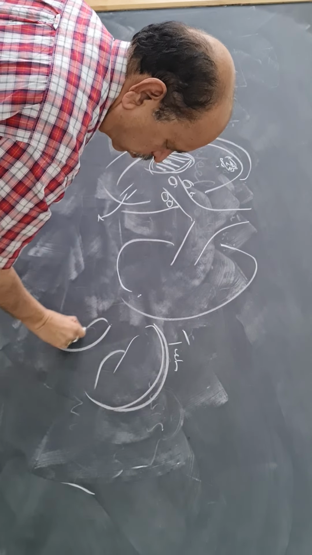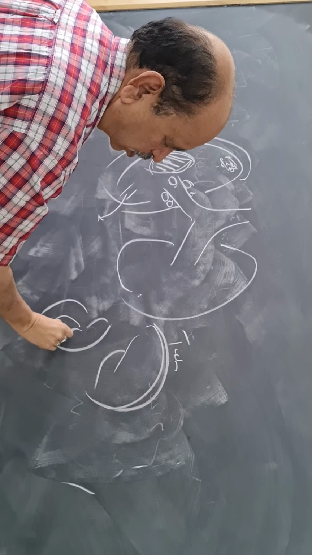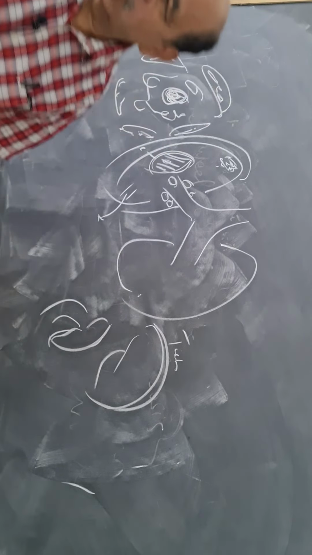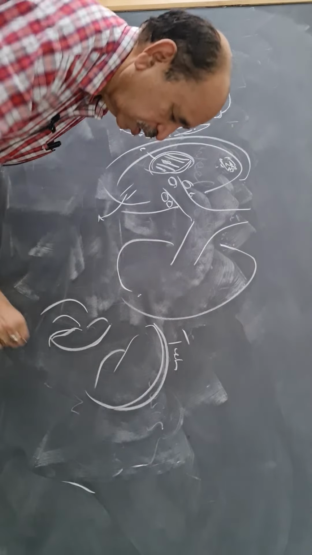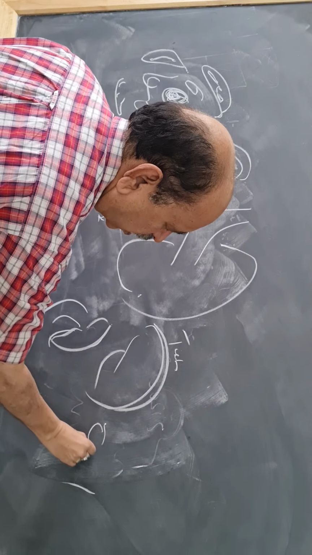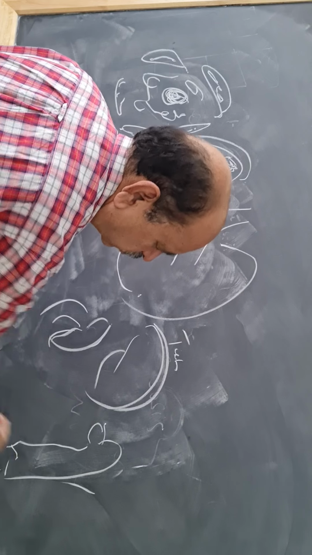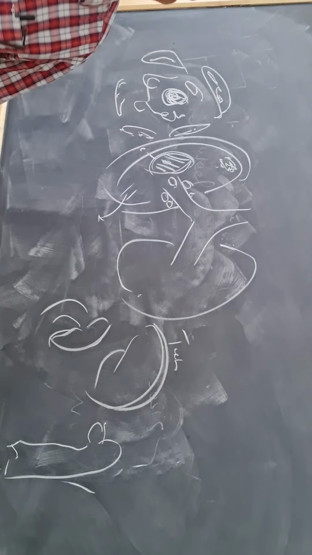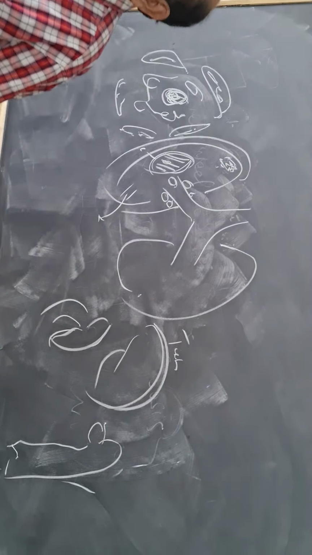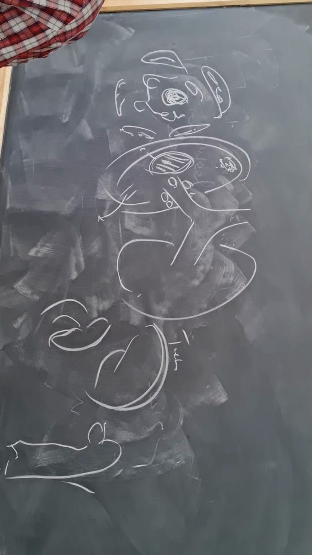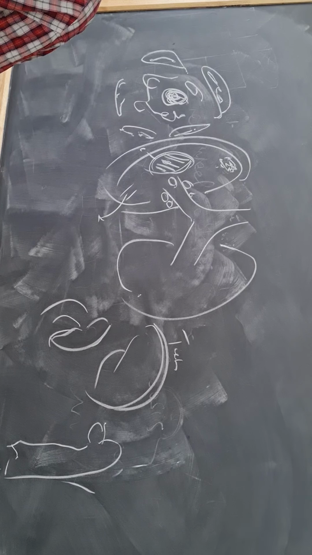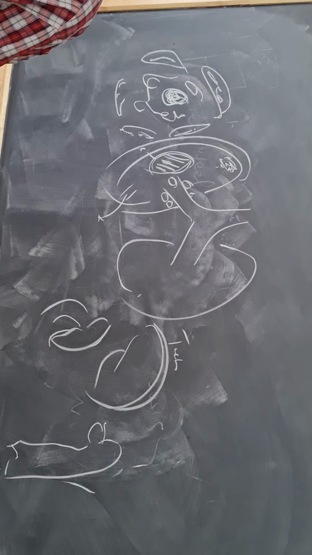It can go to the kidneys and give rise to renal tuberculosis, and to the bones, giving rise to osteomyelitis. In fact, tuberculosis infects each and every organ of the body except hair and nail. 70 to 80% of tuberculosis infects the lung.